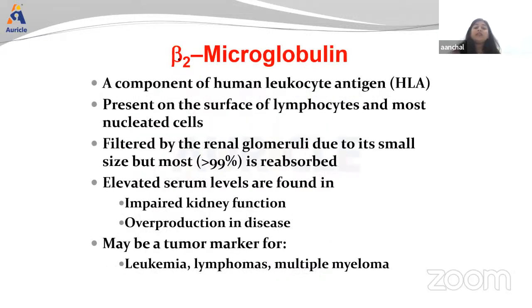Now, next we have beta-2 microglobulin, which is a component of human leukocyte antigen, which is present on the surface of lymphocytes and most nucleated cells. It is filtered by renal glomeruli due to its small size, but most, 99%, is reabsorbed. Elevated serum levels are found in cases of impaired kidney function and due to overproduction and disease. It may be a tumor marker for leukemia, lymphoma, and multiple myeloma.